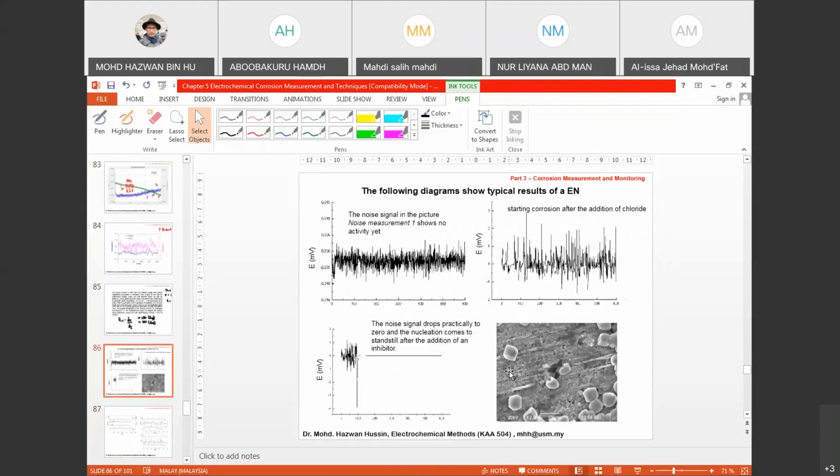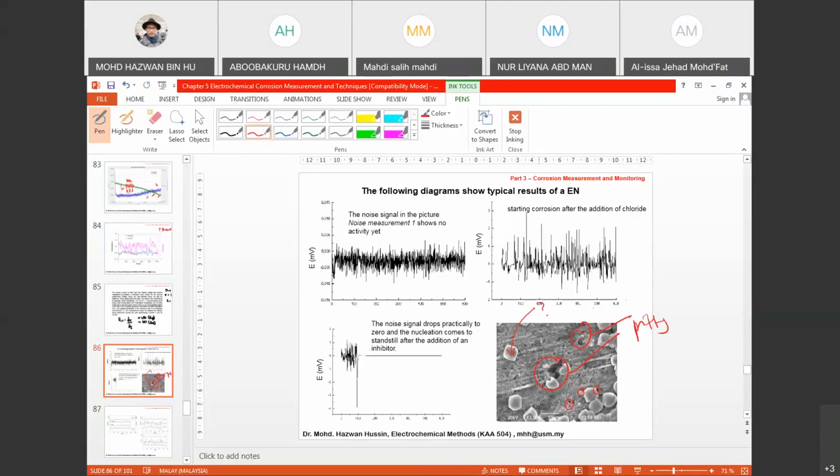The others are just examples or diagrams to show the results of EN, or electrochemical noise. You can see from the figure at the top left that you have a lot of fluctuations in terms of potential. And in fact, from this sample you'll also notice that it forms a huge pit. You see also here, small pits. And what would be this one? Anyone knows what this one is?